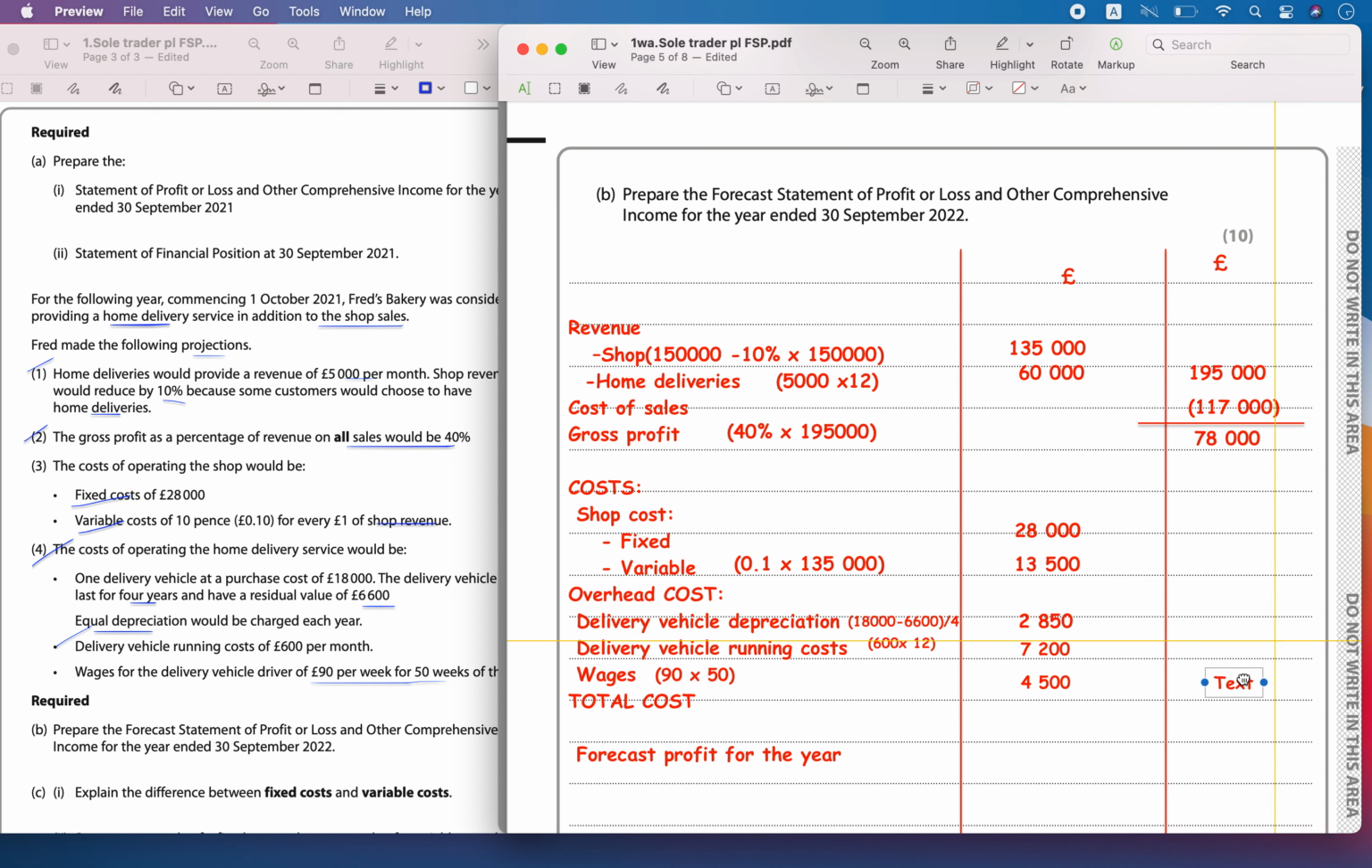Now let's add up all the costs. So the total cost is going to be equal to 56,050. Now this is the total cost. Now we have to calculate the forecast profit. So we have to subtract it from the gross profit. The gross profit is 78,000 minus 56,050. It is going to be equal to 21,950. So this is the forecast profit.